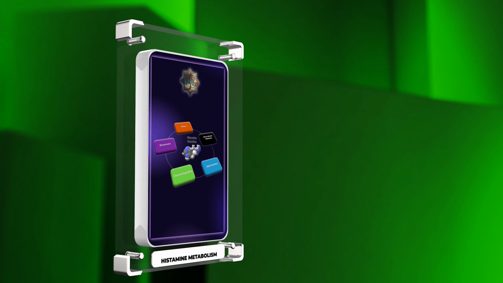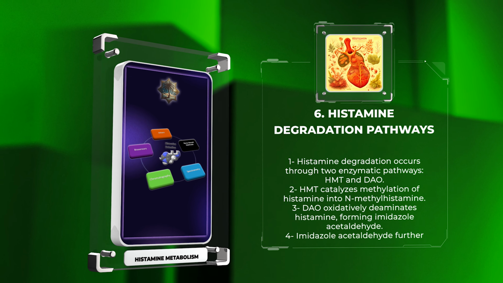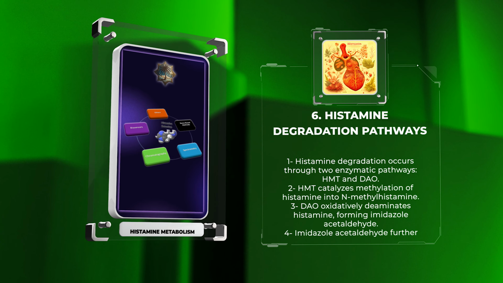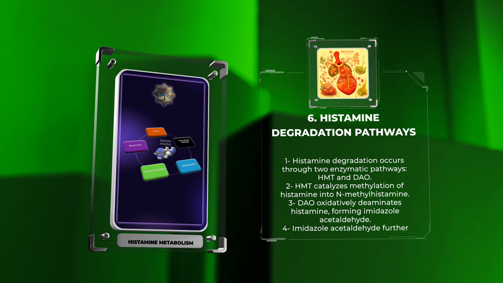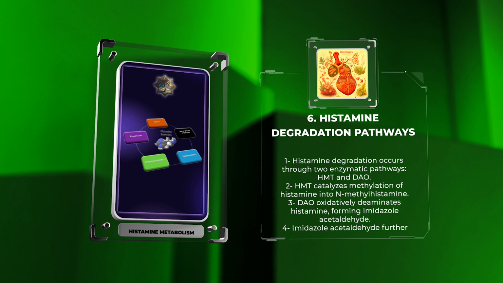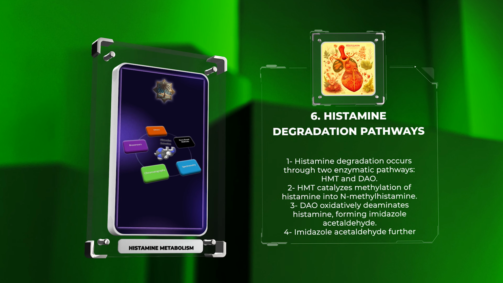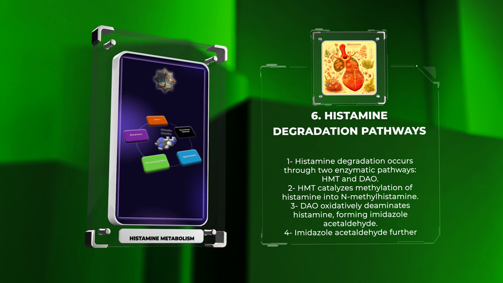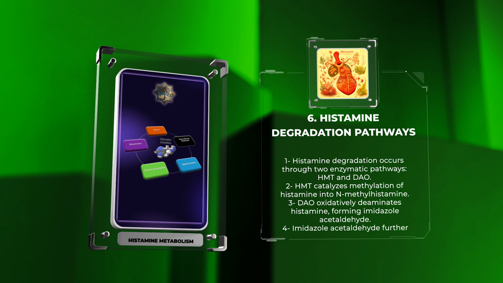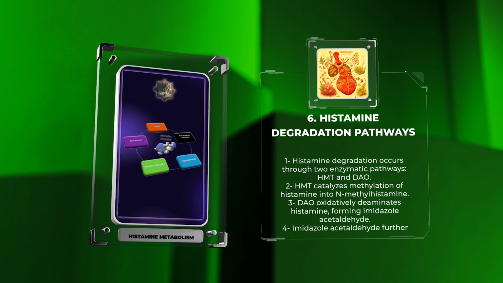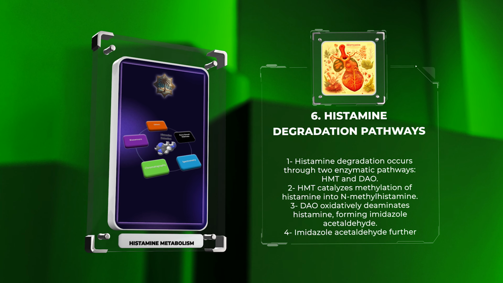Histamine degradation primarily occurs through 2 enzymatic pathways, histamine N-methyltransferase, HMT, and diamine oxidase, DAO. HMT catalyzes the methylation of histamine into N-methylhistamine, predominantly in the central nervous system. DAO, mainly present in the intestine, kidney, and placenta, oxidatively deaminates histamine, leading to the formation of imidazole acetaldehyde, which is further oxidized to form imidazole acetic acid. These degradation pathways play a crucial role in regulating histamine levels and preventing excessive accumulation.